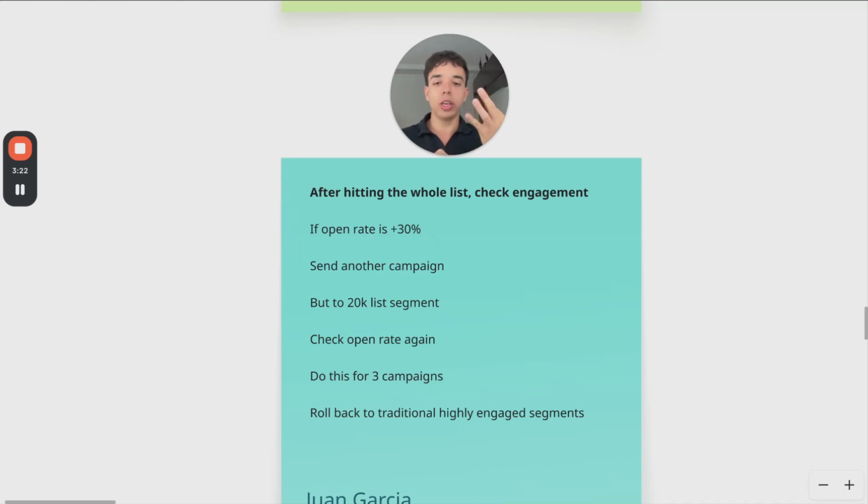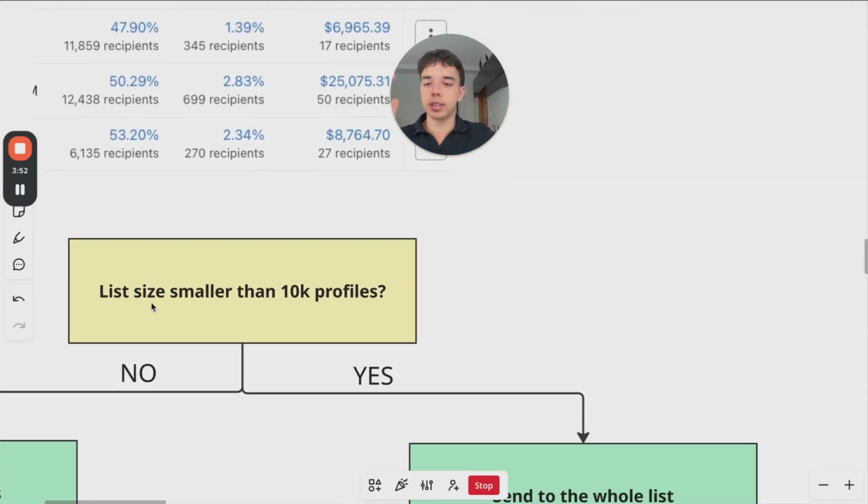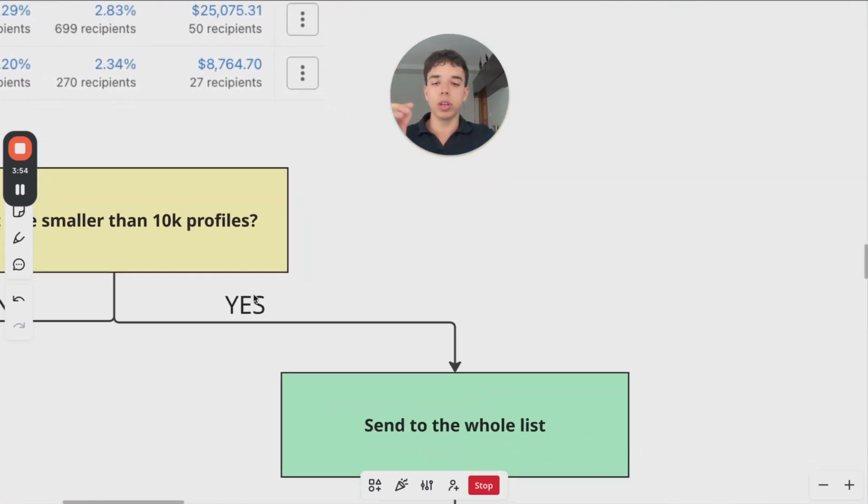Now, once they do, you can then roll back to the traditional highly engaged segments of last 60, last 90, or last 30-day engaged, right? But it's super important that you get 30% open rates or more back to back with those 3 campaigns, and that's the thing that will signal to you that you can move to a more highly engaged segments. So that is that.